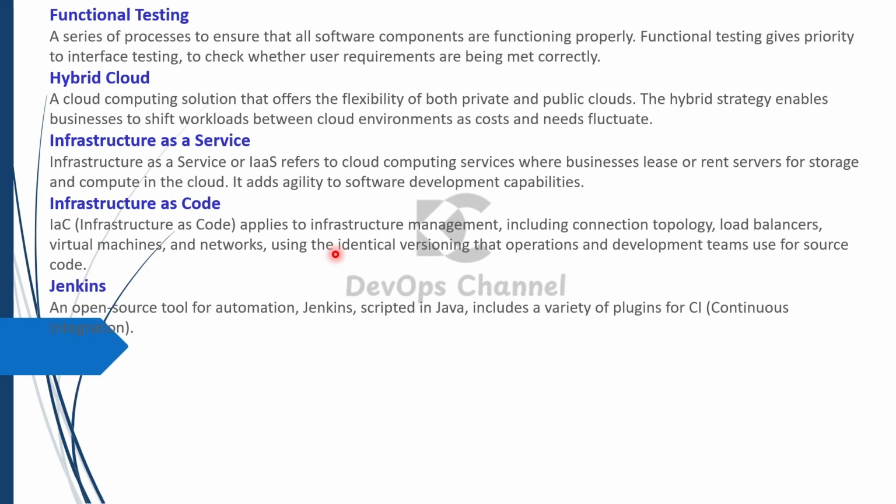Next one is Jenkins. We have discussed this tool. It's a CI tool. So it's an open source tool for automation. Jenkins is scripted in Java and includes a variety of plugins for CI.